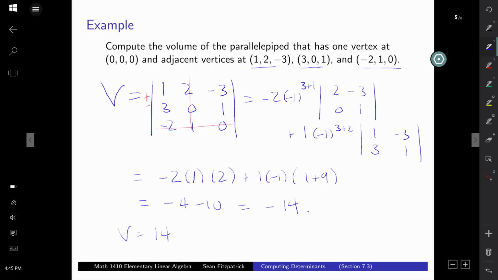One of the properties of the determinant, which we will see fairly soon in a later video, is that if you swap rows in the determinant, right, that's one of your elementary row operations, is swapping two rows. If you swap two rows in a determinant, you get a minus sign. And so if I had decided to write the 3, 0, 1 vertex down before the 1, 2, minus 3 vertex, I would have got plus 14 for my answer, and I wouldn't have had to worry about the minus sign. So if you're doing one of these volume computations and you get the wrong sign, you don't worry, you just change the sign because you know that volume should not be negative.